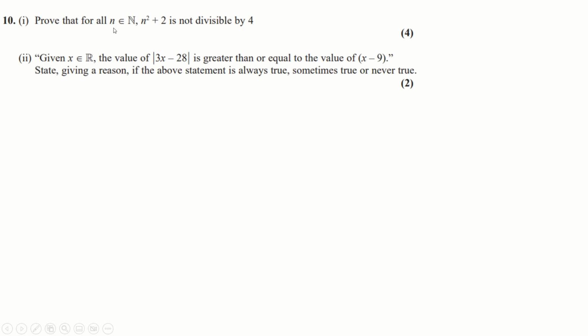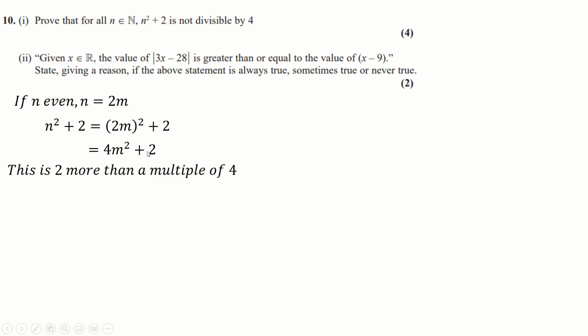10 then, prove from the natural numbers. That immediately means you should be thinking about odds and evens. So if n is even, you can write it like this. You can then square it and add 2, which gets you that, which is clearly a multiple of 4 plus 2. So it's 2 more than a multiple of 4. So it's not a multiple of 4, right? It's 2 more than that.